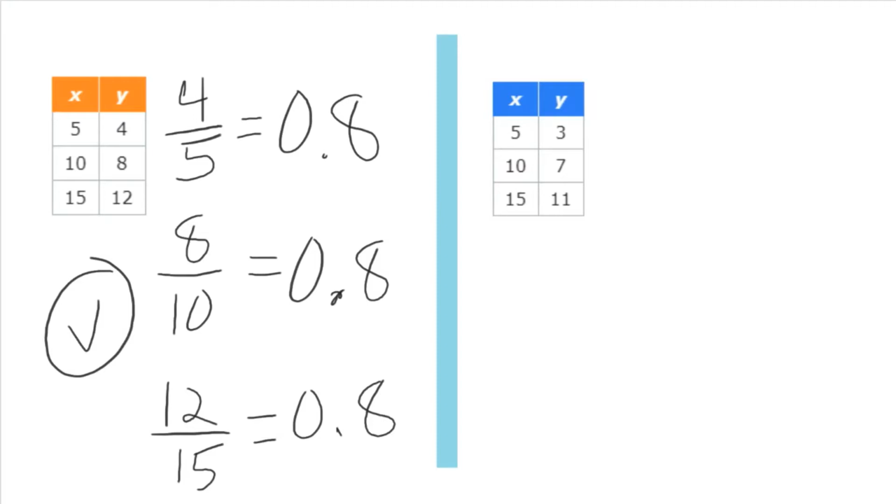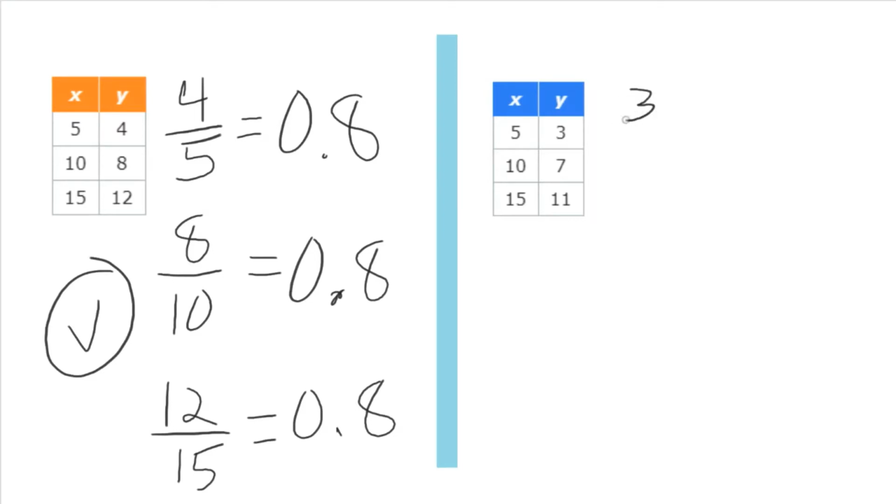Just like the first slide, here we have the same number over and over again, which, by the way, is called the constant of proportionality. If you continually get the same number for all three, it's proportional. The number that makes it proportional is this 0.8, or 4/5, which would be a simplified fraction. Let's check this last one.